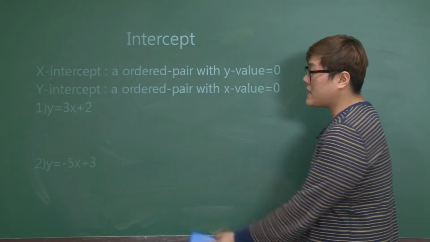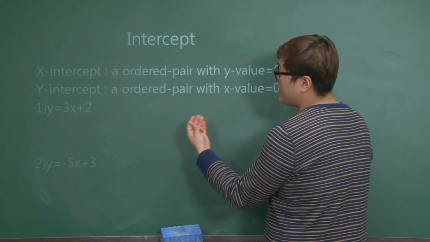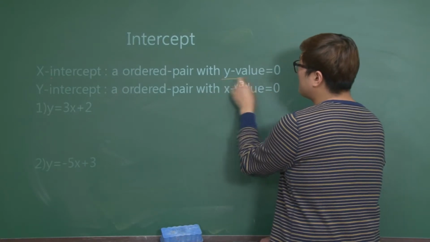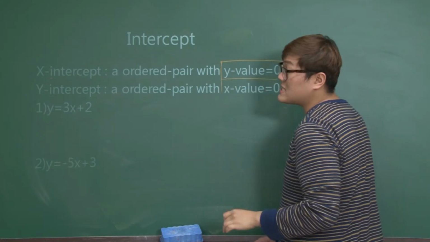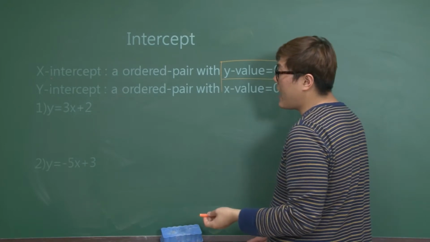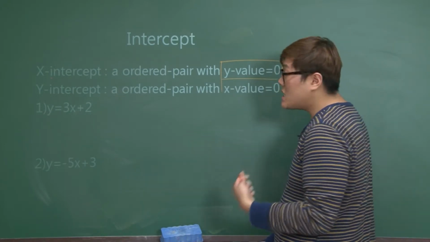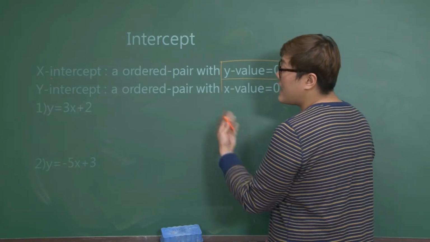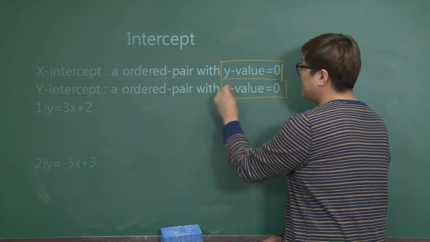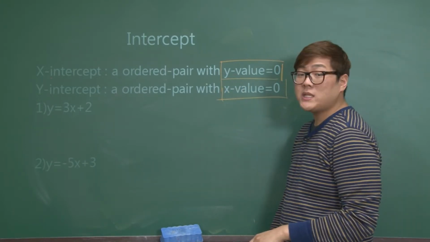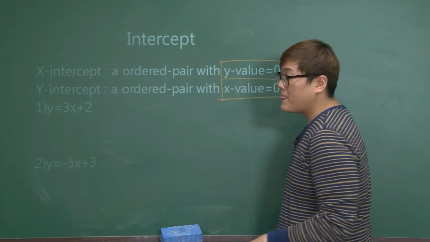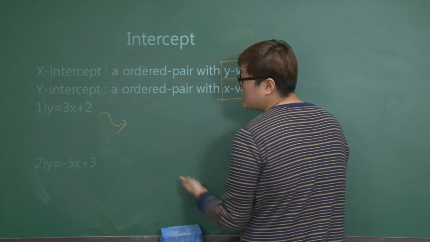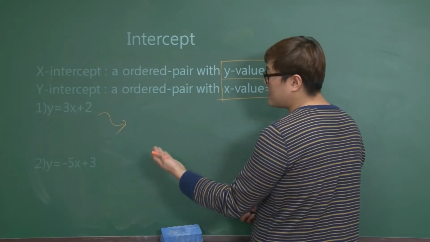Intercept. What is intercept? If the value of y is 0 and we have some value for x, then that ordered pair is called the x-intercept. Vice versa, if the value of x is 0, then we call the point the y-intercept. So let's do problem number 1. You can do number 2 at home.